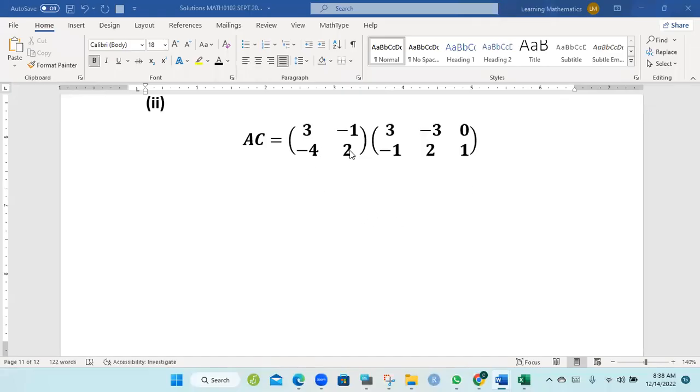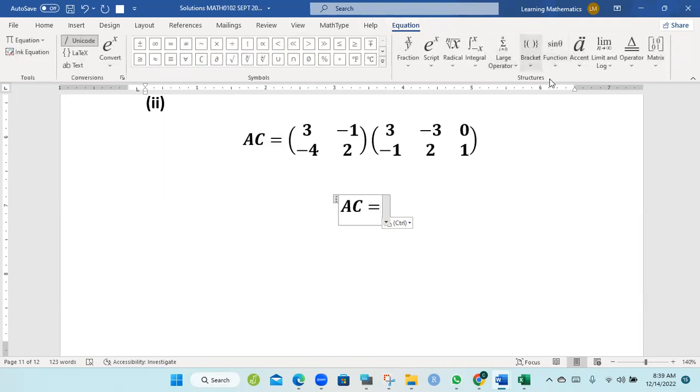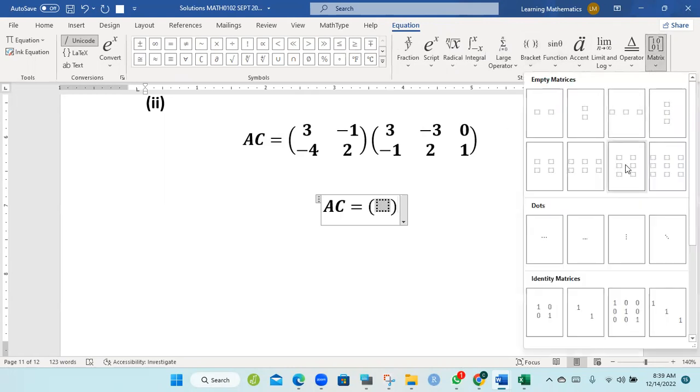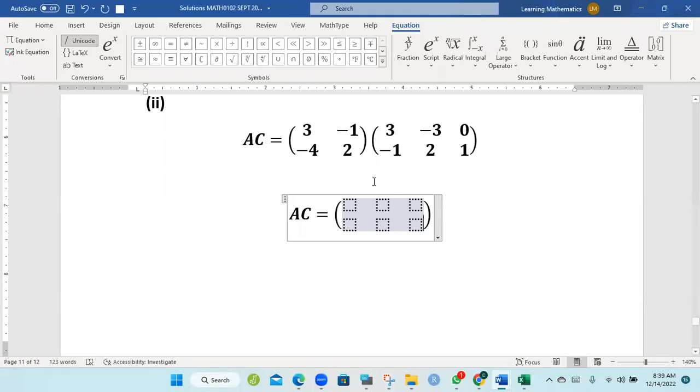So now we have to decide what type of matrix our product should be. We have to count the number of rows in the first matrix. We have 2 rows in the first matrix, so our product will have 2 rows. We have 1, 2, 3 columns in the second matrix, so the product will have 3 columns. So our product is going to be a 2 by 3: 2 rows because the first matrix has 2 rows, and 3 columns because the second matrix has 3 columns.